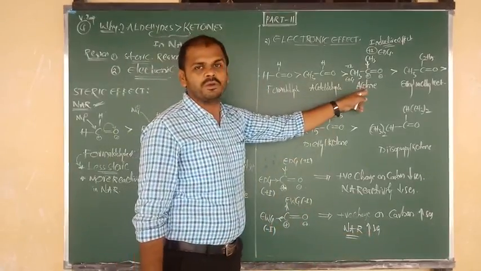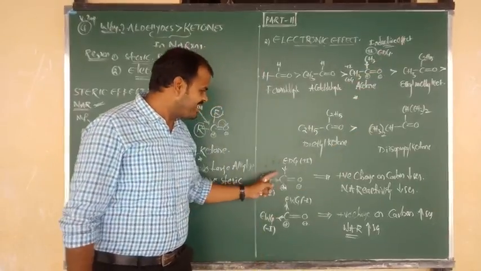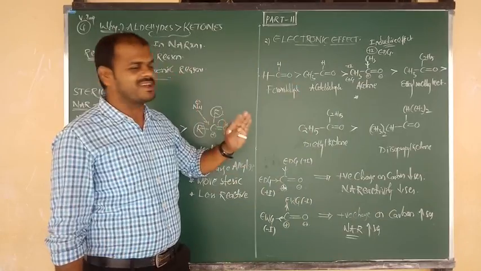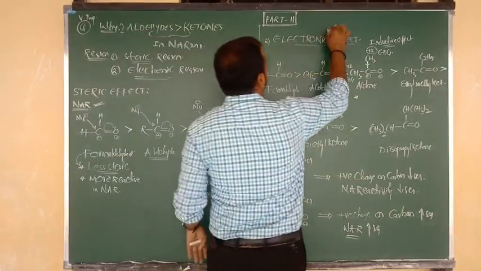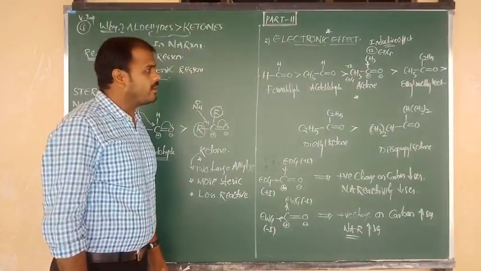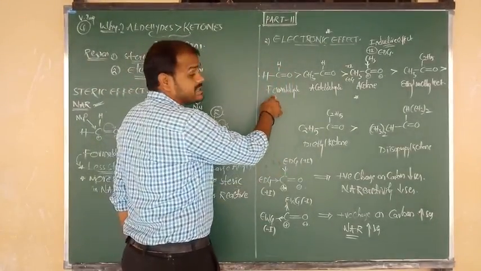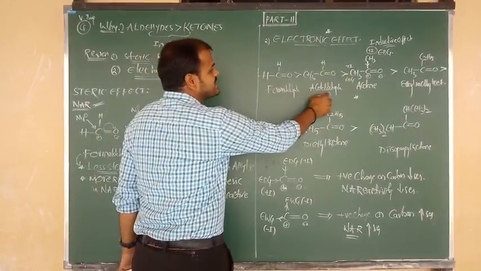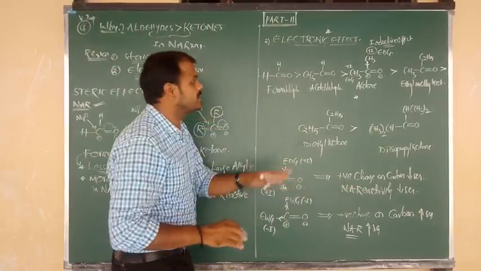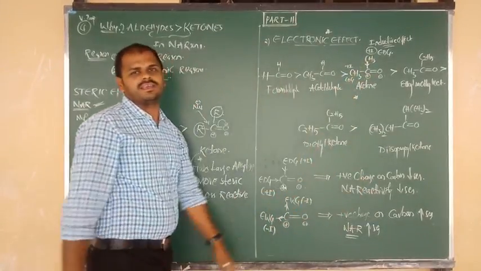But in case of ketone, two CH3 groups are there, means two donating groups are there. In case of donating, what will happen? Nucleophilic addition reactivity decreases. This is the concept of what? Electronic concept. Okay, right. So here formaldehyde, no withdrawing, no donating, so it is highly reactive. Next one is acetaldehyde, one donating is there, nucleophilic addition decreases. But in case of ketone, two donating groups are there, again nucleophilic addition decreases.